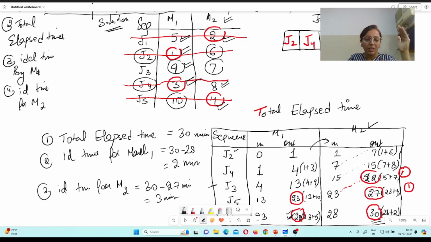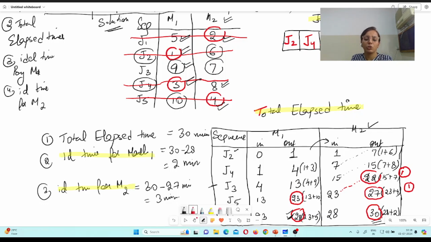Fine. Here we are able to find out the total elapsed time. First we have to find the job sequence, which I'm just marking over here. First we find the job sequence. Then we find the total elapsed time. Third, we find the idle time for machine 1 and the idle time for machine 2. So this is the way we do it.